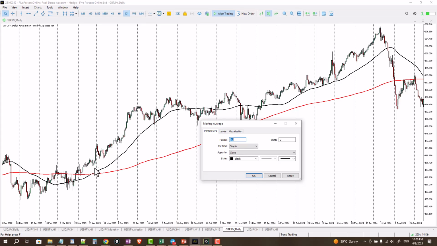Now, as you can see, this black line is showing us that over time, the average of the closing price of this particular chart, this currency pair on the daily time frame, has actually been lower than the actual market price. So there's strength in the market, there's an uptrend.